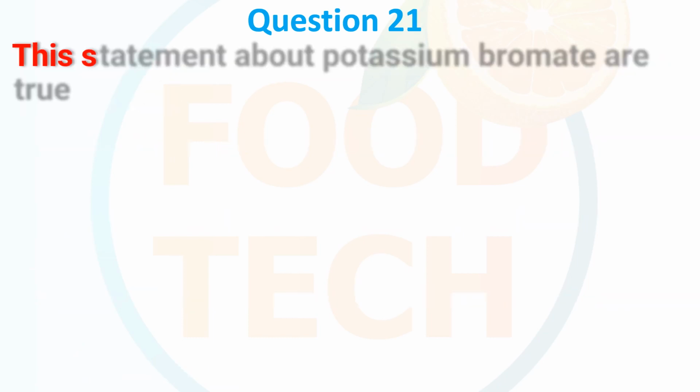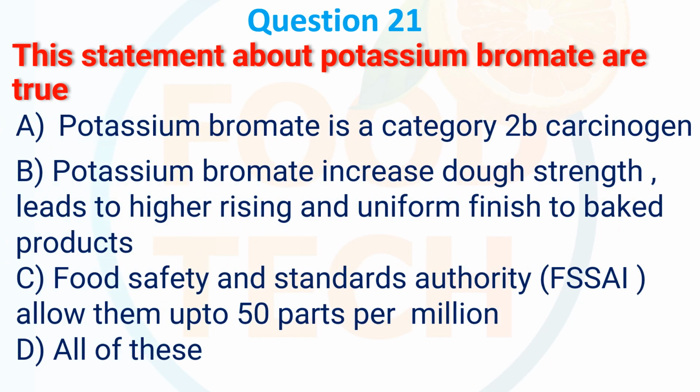Which statements about potassium bromate are true? A. Potassium bromate is a category B2 carcinogen. B. Potassium bromate increases dough strength, leading to higher rising and a uniform finish in baked products. C. The Food Safety and Standards Authority of India allows up to 50 parts per million. D. All of these. The answer is D.